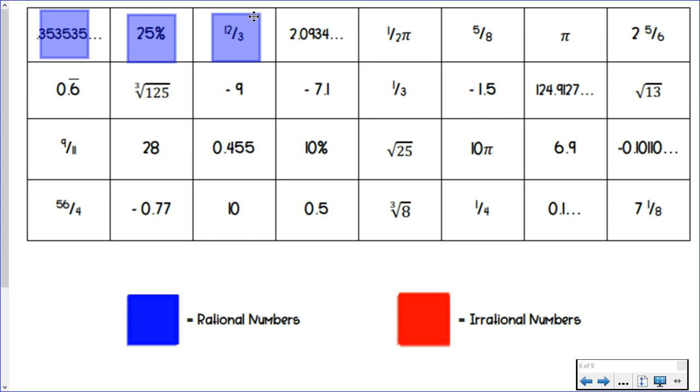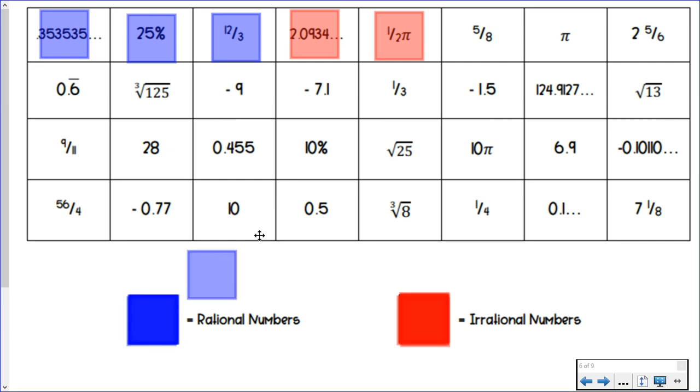So the next one, 2.0934, on and on and on, it's non-terminating and it's non-repeating. This is irrational. 1/2 pi. As I mentioned, pi is an irrational number that we know. It does not repeat, 3.1415, on and on and on. And it is non-terminating, so even half of that will be irrational.